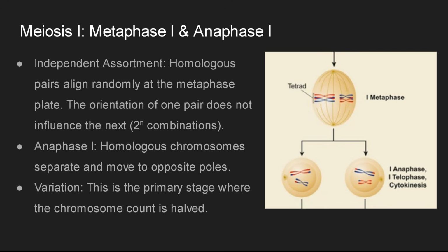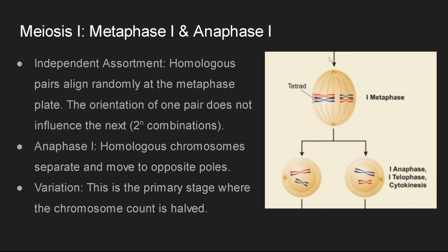Next is metaphase 1, which features independent assortment. The homologous pairs align randomly at the center of the cell, so they can either be oriented over here with pink on top and blue on bottom, or blue on top and pink on bottom. How pair number 1 lines up has no effect on pair number 2, and with 23 pairs in humans, this generates millions of possible combinations.